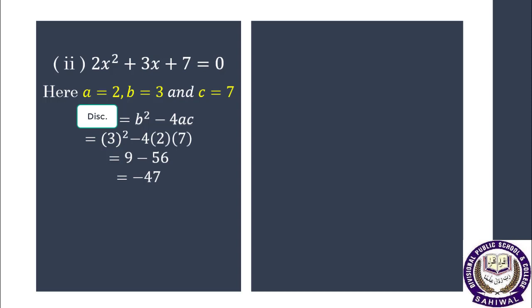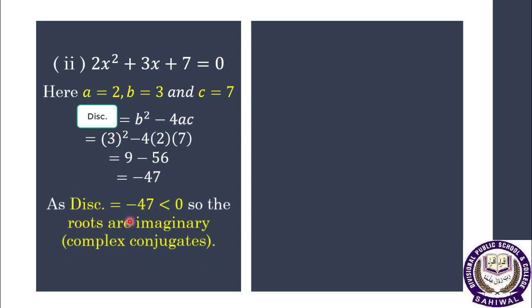As we can see that minus 47 is less than 0, meaning it is a negative number. So, we can say that the roots are complex numbers or the complex conjugates of each other. As the discriminant is equal to minus 47, which is less than 0, so the roots are imaginary numbers or the complex numbers or the complex conjugates. Now we have to verify it.